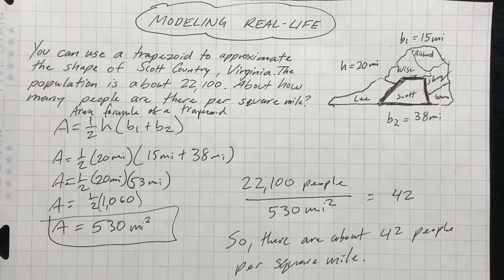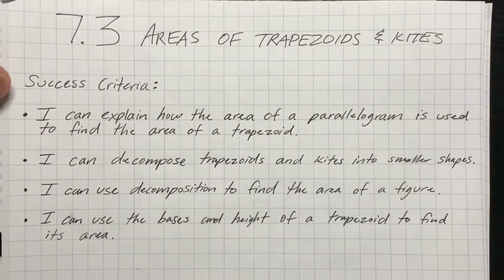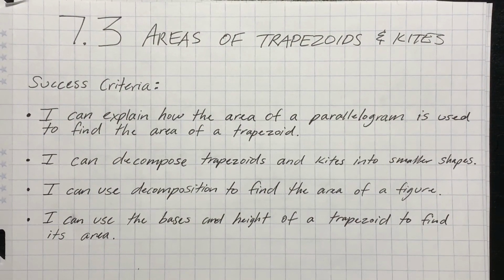So that's what we're doing for 7.3 today, working with areas of trapezoids and kites. Our success criteria: by now, you should have a better idea about how to explain the area of a parallelogram and how that is used to find the area of a trapezoid. You should be able to decompose trapezoids and kites into smaller shapes, use decomposition to find the area of a figure, and use the bases and the height of a trapezoid to find the area.